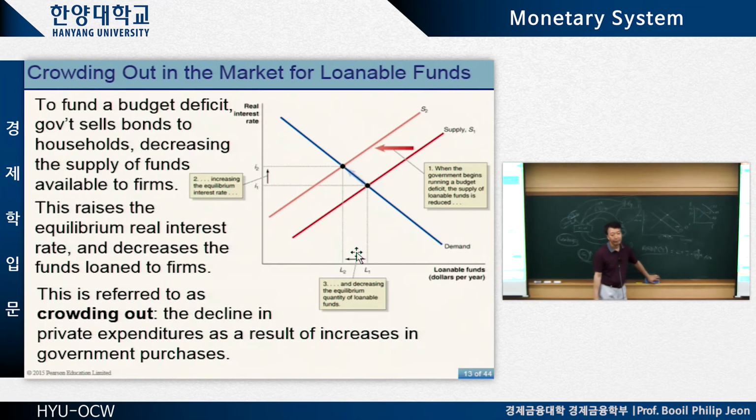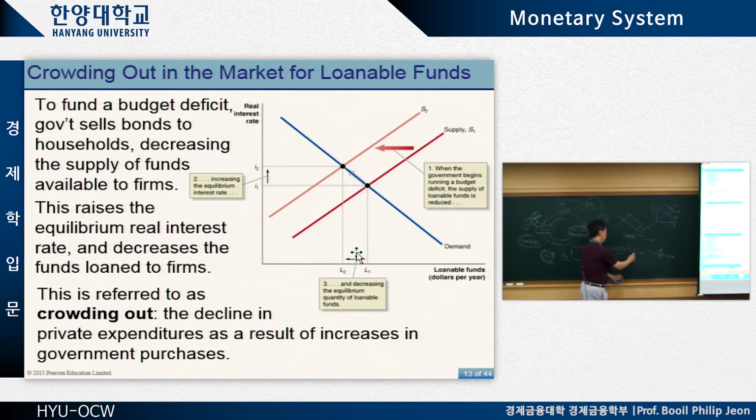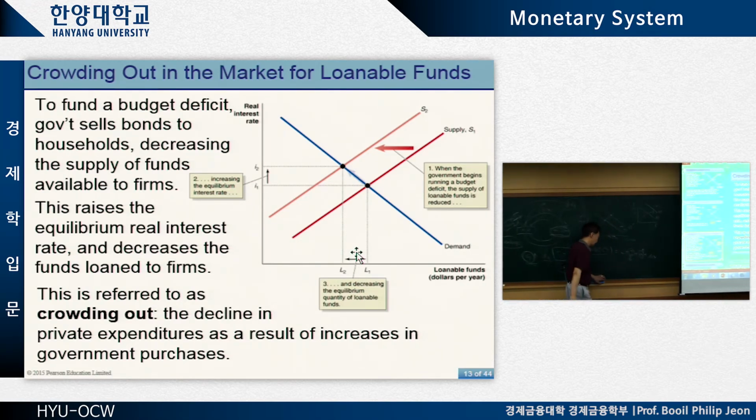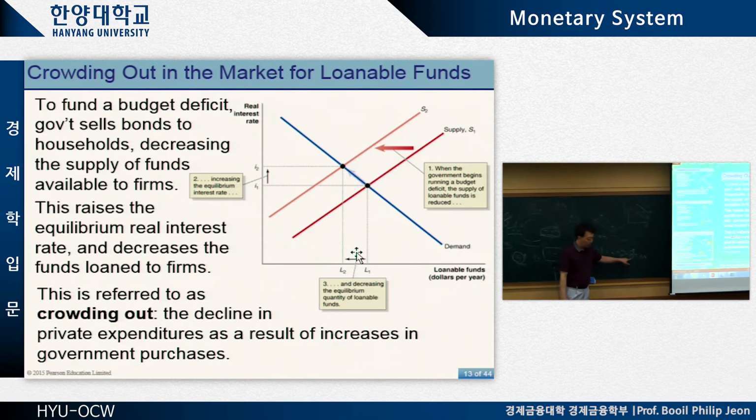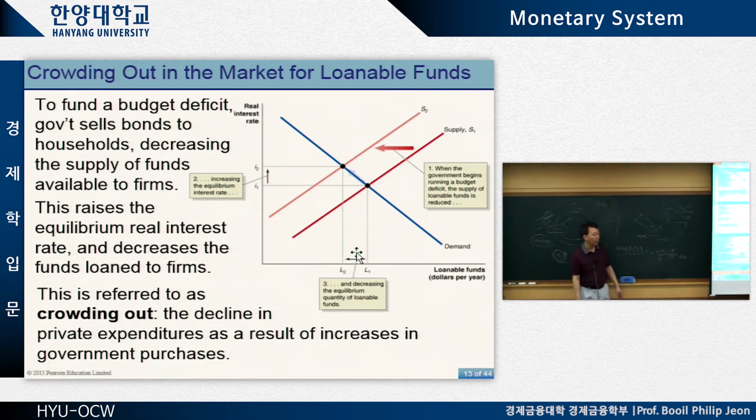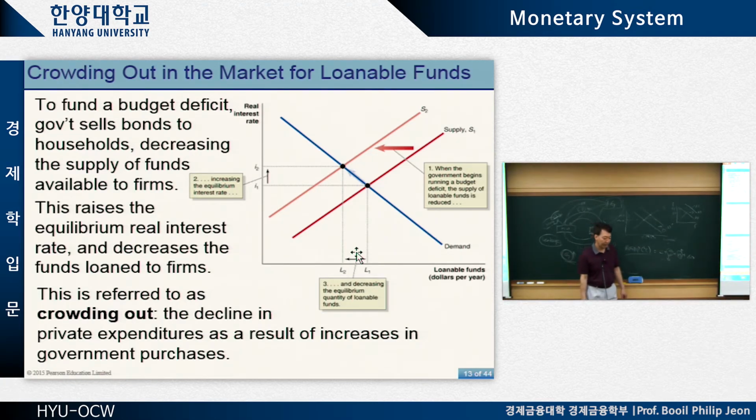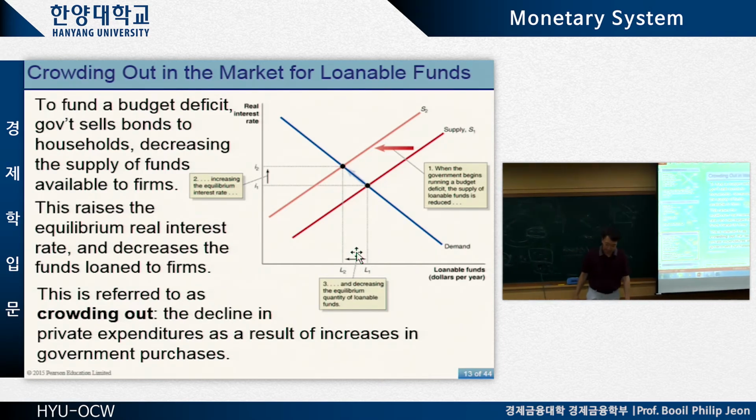Sounds good. The trouble is, when they borrow more money, it's going to reduce the supply of loanable funds like this. The interest rate rises, and the investment will decline. That's what we call crowding out. So we say the increase in public spending, government spending, will crowd out the private investment. So we consider that not a very effective policy, right?